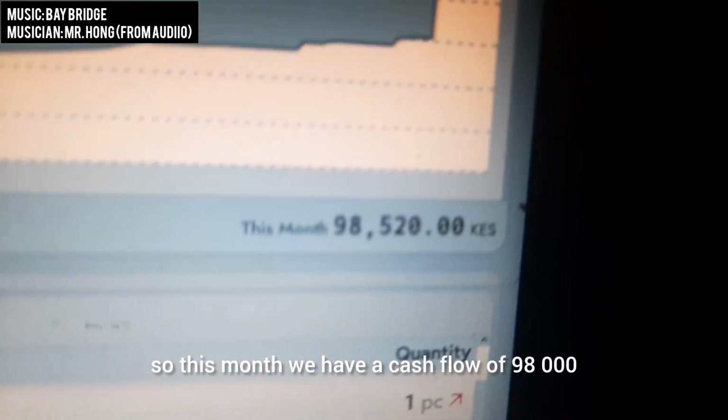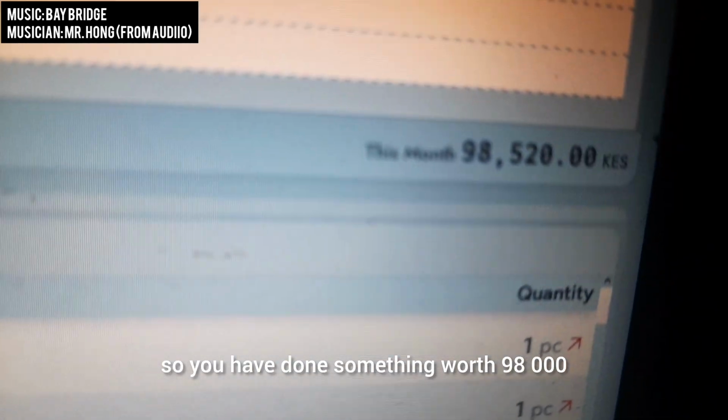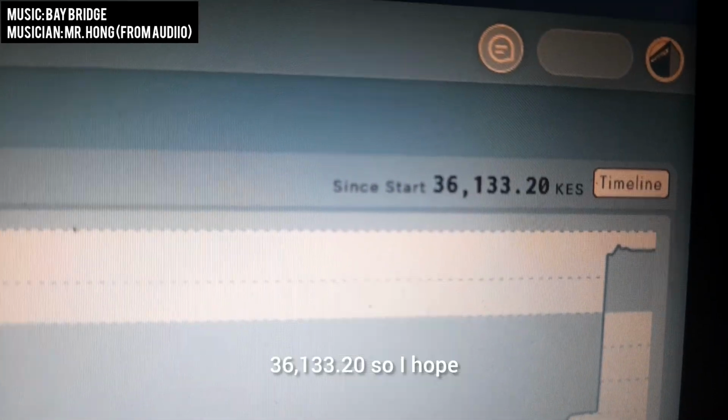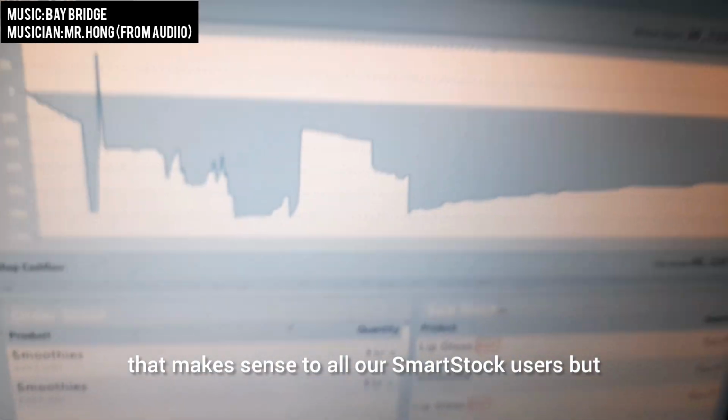So this month we have a cash flow of 98,000. So you have done something worth 98,000 since you started this month. But since you started using SmartStock, you have a balance of 36,133.20. So I hope that makes sense to all our SmartStock users.